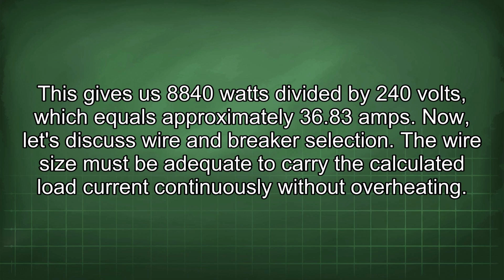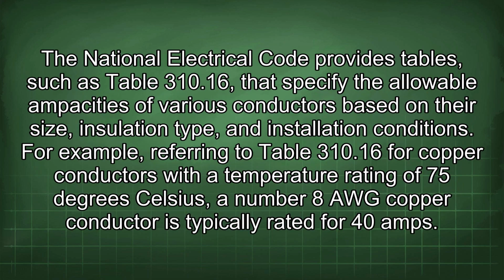Now let's discuss wire and breaker selection. The wire size must be adequate to carry the calculated load current continuously without overheating. The National Electrical Code provides tables, such as Table 310.16, that specify the allowable ampacities of various conductors based on their size, insulation type, and installation conditions.